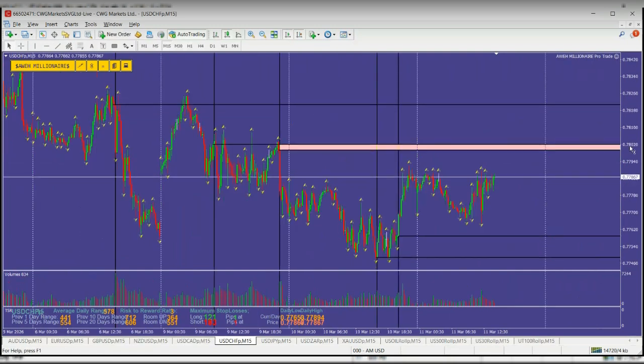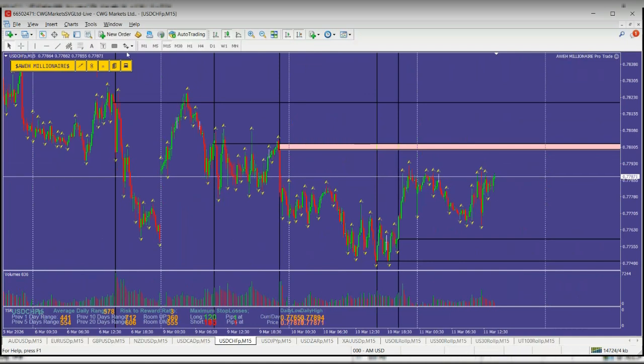So now if I zoom out, what do I see here? I've got supply zone number 1 at the top here, supply number 2, as well as demand number 1 and demand number 2 on dollar CHF. And this will be for me the levels to focus on for when the CPI economic indicators are going to be released.